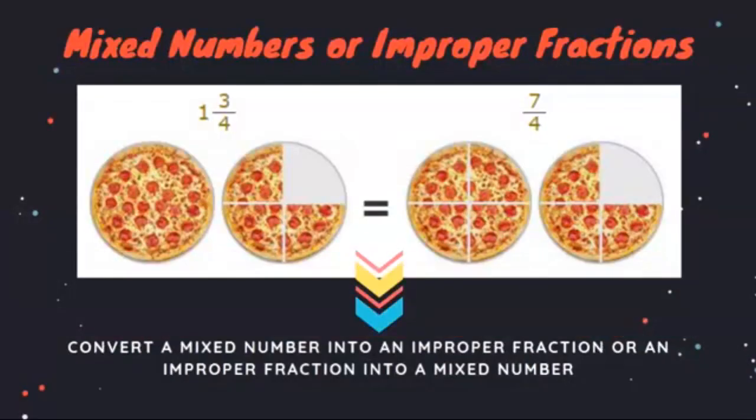Next, we want to learn if we can use either an improper fraction or a mixed number to show the same amount. For example, 1 3 over 4 is equal to 7 over 4 as shown here. That's why later we can convert a mixed fraction into an improper fraction or an improper fraction into a mixed fraction.